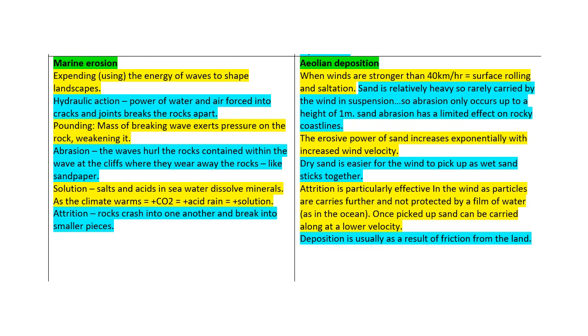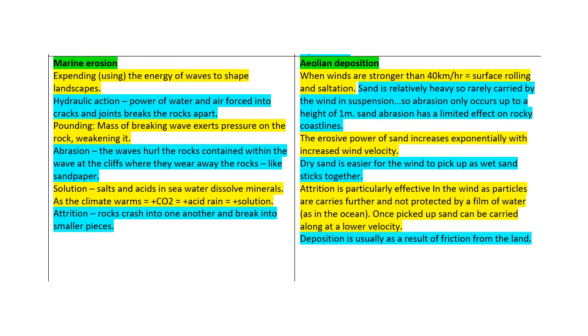Then you've got aeolian deposition as another form of sediment. So when the winds are stronger than 40 kilometers per hour, the sand will start to roll across the surface. You'll get the process of saltation, where the sand hops along the beach, where it's lifted up and then drops, lifted up and drops, depending on the energy. Sand is relatively heavy, so it's rarely carried in suspension, and it means that any sort of abrasion that's carried out by sand tends to be below 1 meter in height.